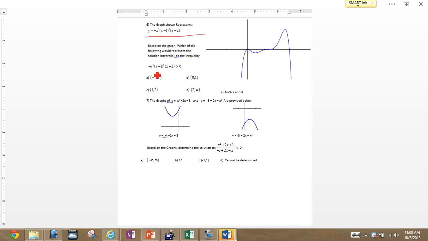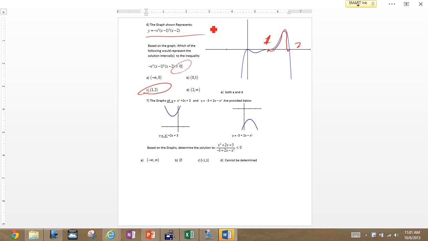When is this expression greater than 0? It's a simple problem, because all it's asking is when is this greater than 0? Which means when is the graph above the x-axis, which is clearly only in this region, the region between 1 and 2, and that's all you have.